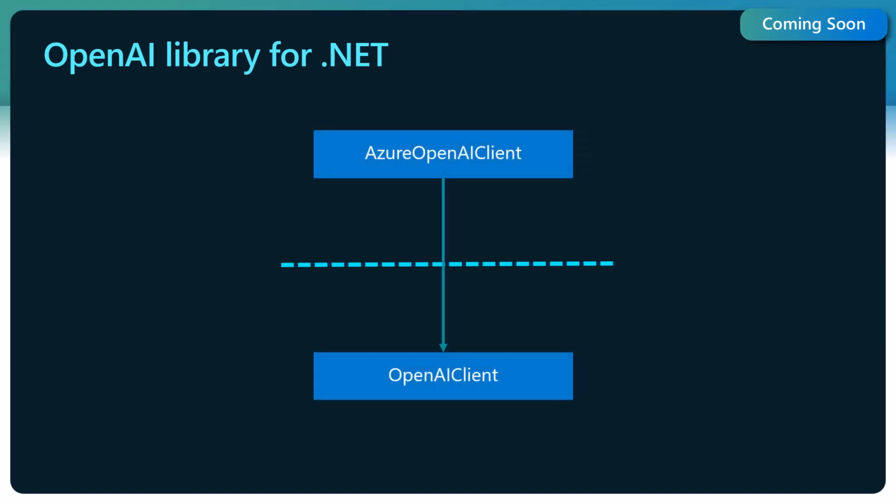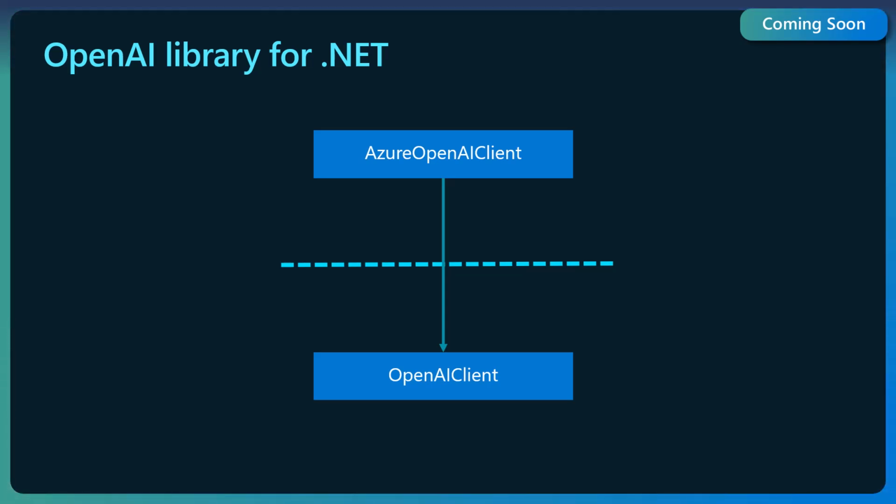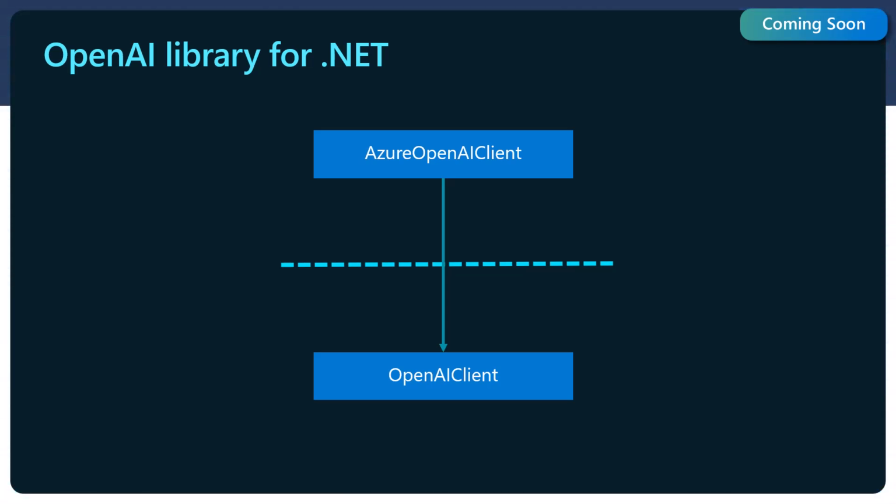In the Azure variant, you create an Azure OpenAI client object. With that client, you gain secure keyless access to an Azure OpenAI instance with data isolated for you and only you.